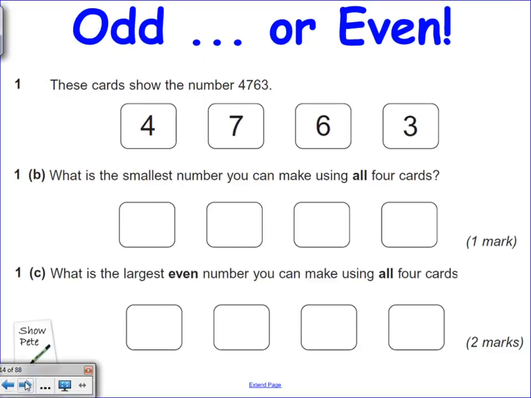Okay? So here's another one for you then. They've given you 4 cards. This is question 1 in another exam. They've given you 4 number cards. They want you to work out what the smallest number is using those 4 cards. And then the second bit equates to what is the largest number using all 4 cards, but that number has to be even. Have a go at those 2. Front left, what have you got for that one then? What is the smallest number?